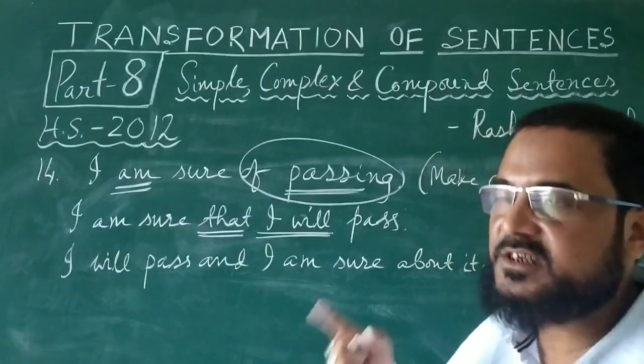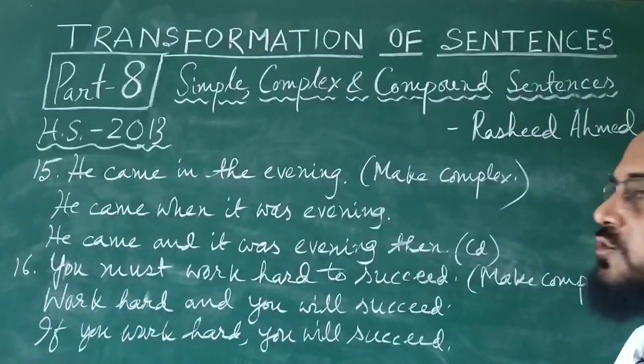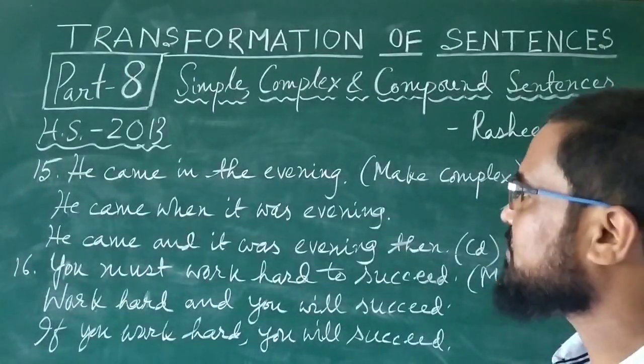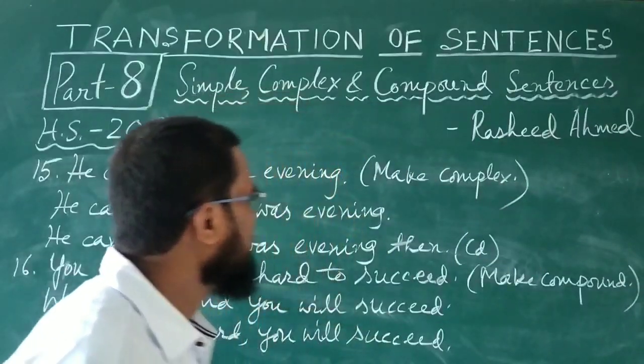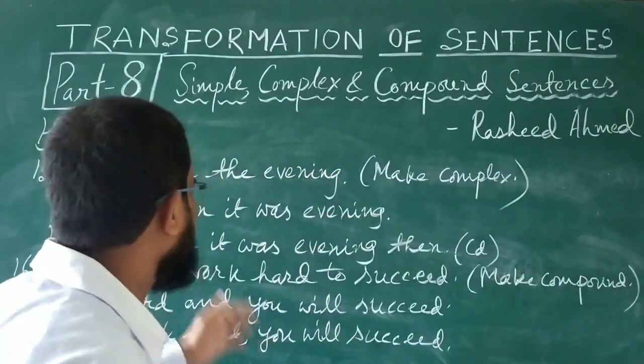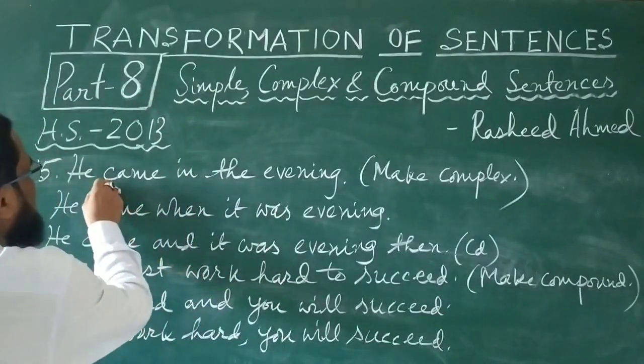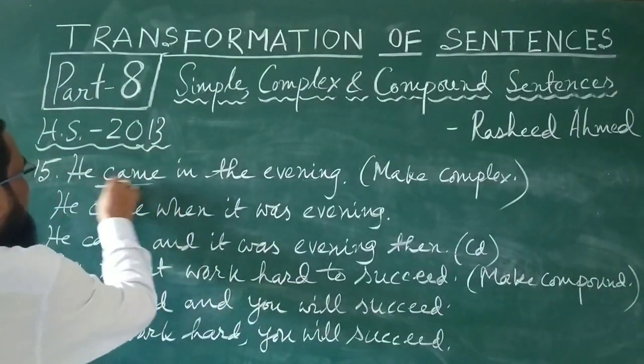Let us see what came next year. 2 questions came in 2013. The first one is: He came in the evening. A very short sentence, and the instruction is to make it complex. He came in the evening. It is visibly simple. Only one verb, and that is finite.